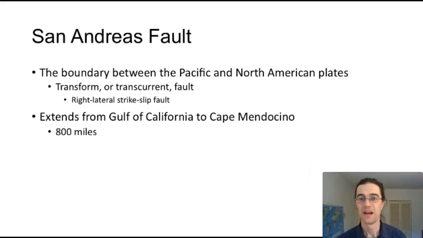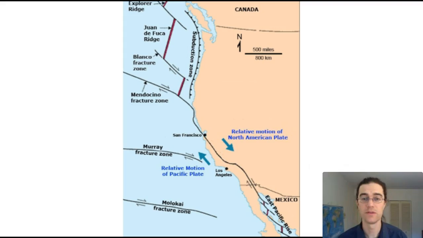So, it's the boundary between the Pacific and North American plates, which I'm sure you've learned quite a bit about in a physical geography lecture. It's a transform or transcurrent fault, and specifically a right lateral strike-slip fault. Okay, and it extends from the Gulf of California all the way to Cape Mendocino, so over 800 miles.